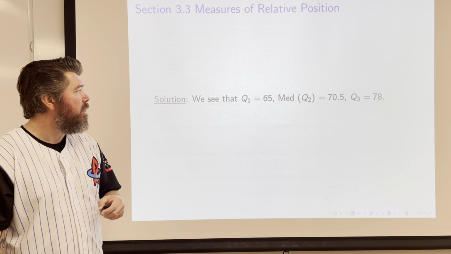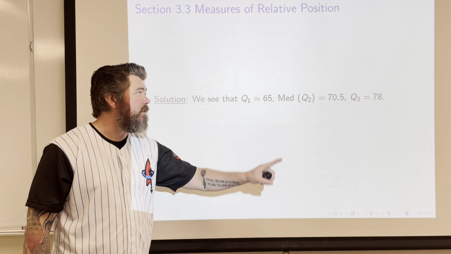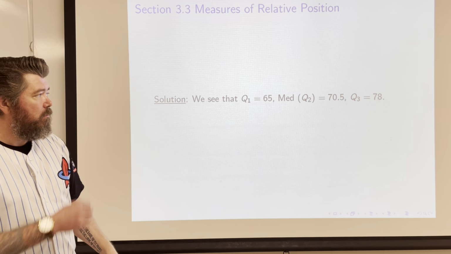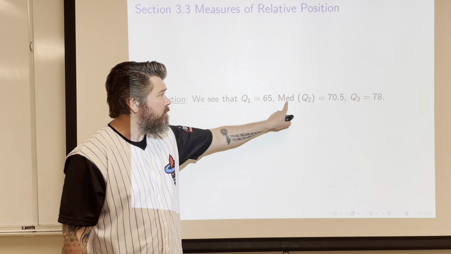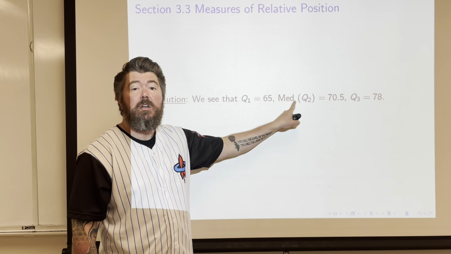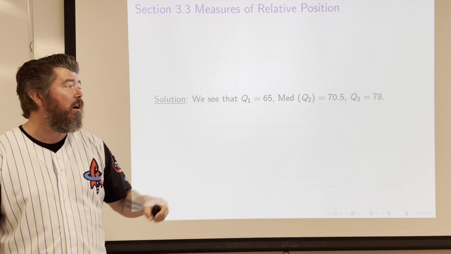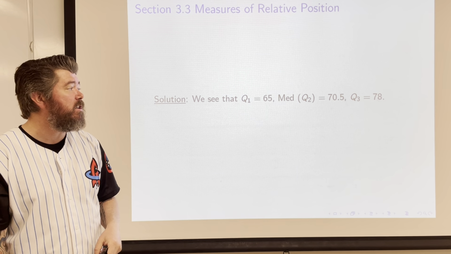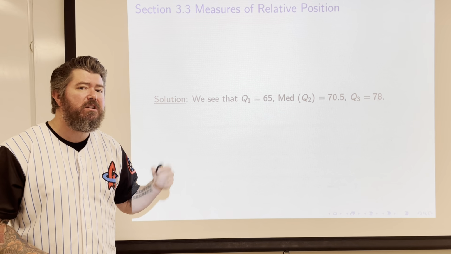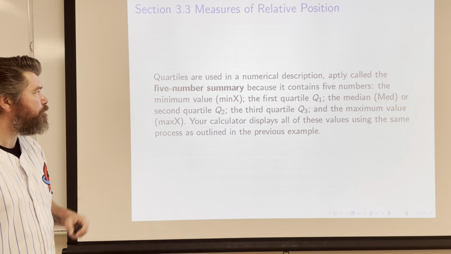We hit enter and we see that Q1 is 65, our Q2, which is actually our median, excuse me. So remember that our calculator is going to say this, but we know that these two are equal, and then our median is 70.5, and then our Q3, our third quartile, is 78. So pause the video and make sure that you get these values before you continue on.